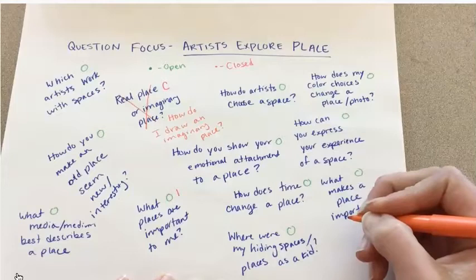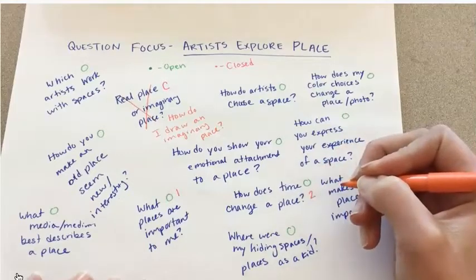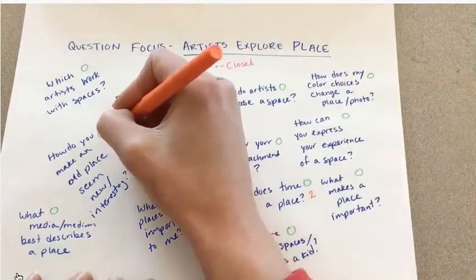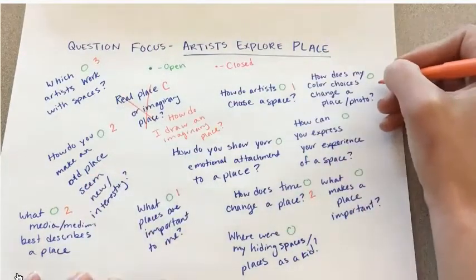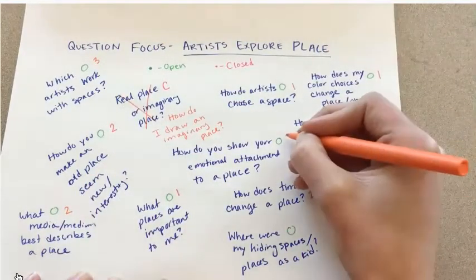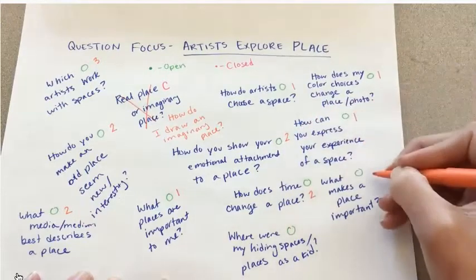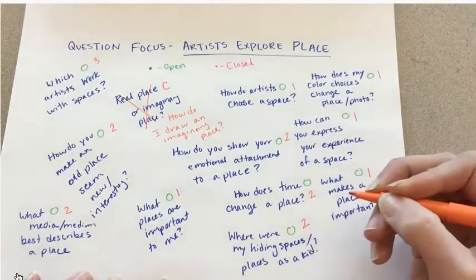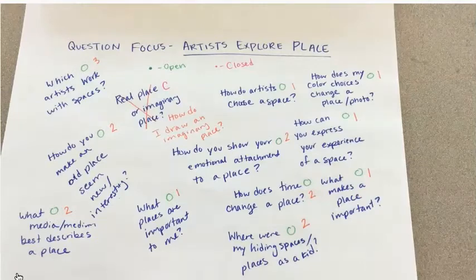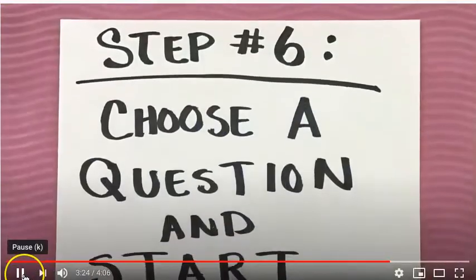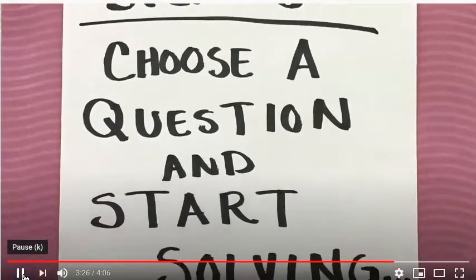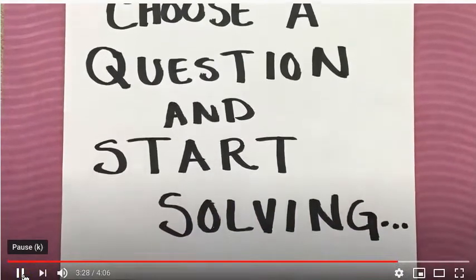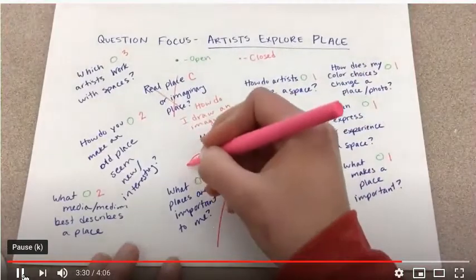So besides the O's and the C's, these questions will be ranked 1, 2, or 3. There's a 3 there. Can this person come up with any 1? Oh, there's a 1. Oh, look, they have 4 1s. Step 6, choose one of your number 1 questions and start solving it through your artwork.